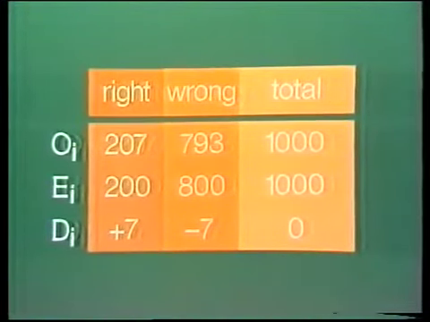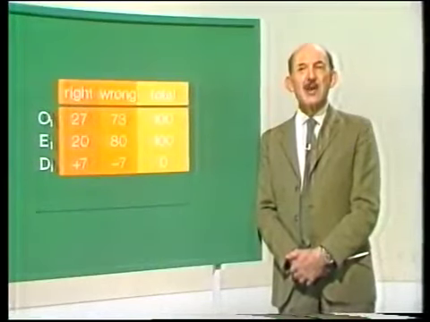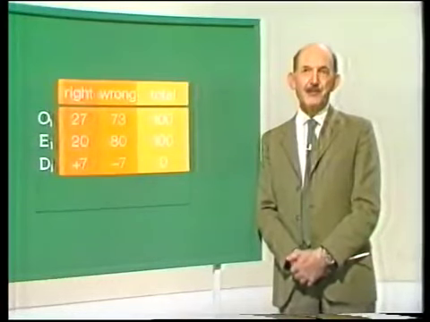Suppose we'd asked 1,000 Ruritanians instead of 100 the name of their Prime Minister, and got these results. 207 right, 793 wrong. The expected values are now 200 and 800, but the deviations are the same as before, plus 7, minus 7. But plainly, this is a much better fit than the set of 100 observations was. So we need to scale the deviations in some way so that these data show us a better measure of goodness of fit. I'll tell you the method straight away and justify it a little later.